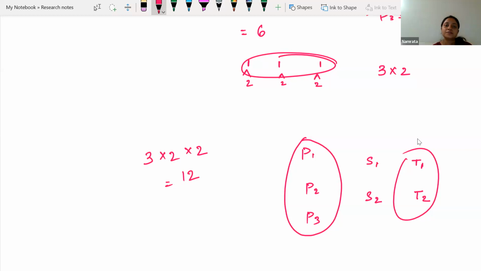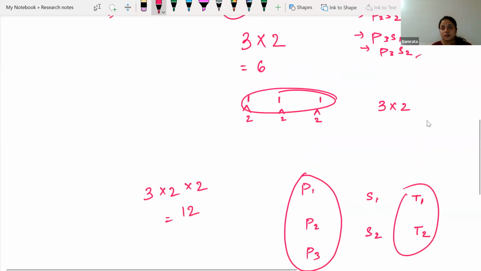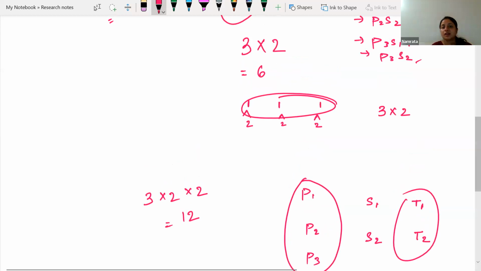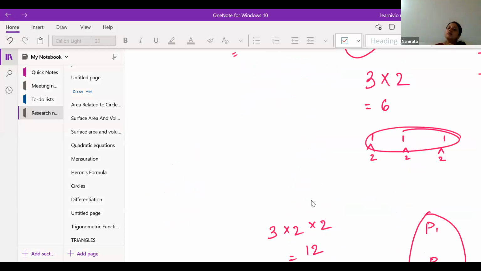Are you getting it? Yes, ma'am. Okay. So rather than making the tree every time, we can take how many numbers are there in the first one, how many in the second one, and multiply, and that will give the total number of possibilities. So let's move to a few questions.